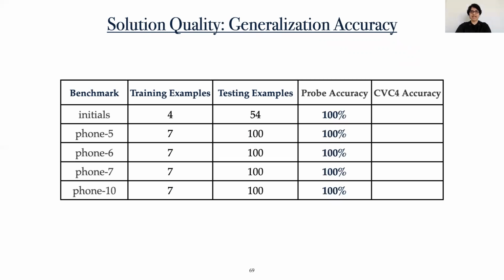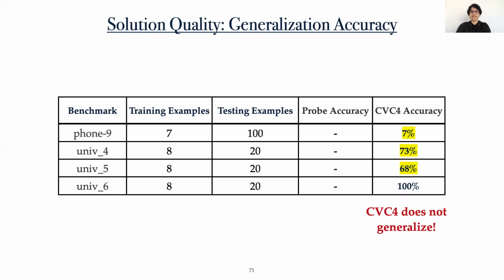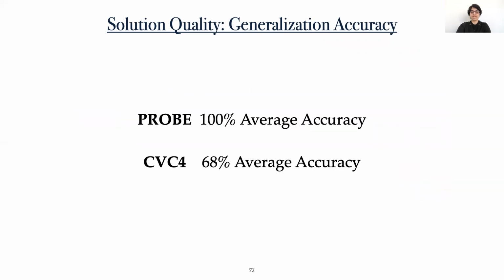Probe achieves 100% accuracy on all the benchmarks. CVC4 has 7% accuracy on the phone 7 benchmark. This implies that it produces the correct output only on the 7 training examples out of 100, representing a complete overfitting to the training examples. These benchmarks are the ones for which Probe does not find a solution, but we see that the solutions CVC4 finds do not generalize well. On average, Probe achieves 100% accuracy compared to only 68% for CVC4.